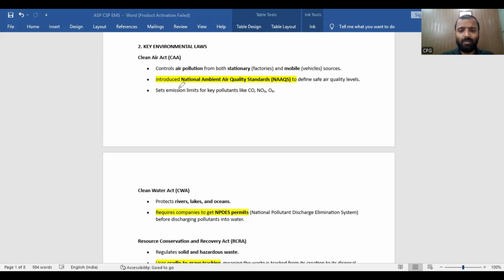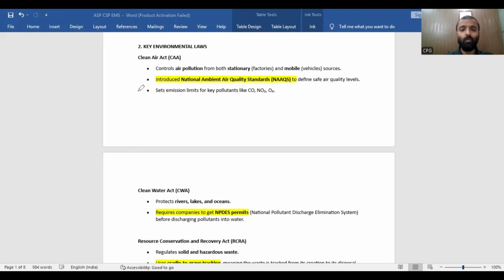And it introduced a concept known as the National Ambient Air Quality Standards, NAAQS, which is very important, to define safe air quality levels. What is a safe air quality level? It means how much amount of pollutants can be there in the air at a given point of time. So it has defined NAAQS, and it governs both mobile and stationary sources. That is important; a multiple choice question has come. It sets limits for key pollutants like carbon monoxide, NO2 and O3, ozone.